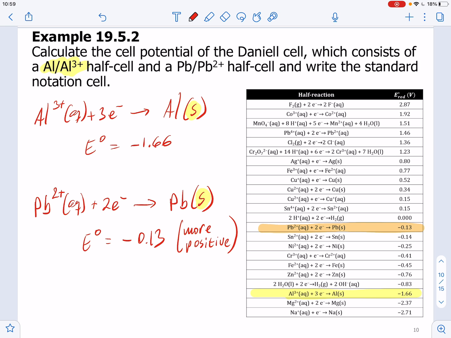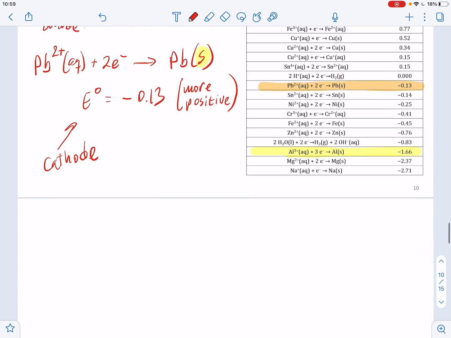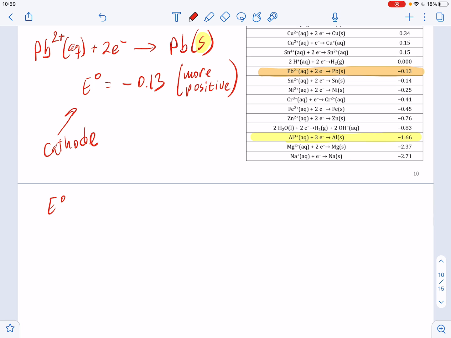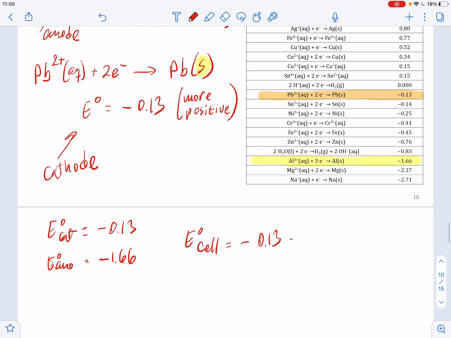They are both negative, but actually the lead one is more positive, or the other one is more negative. Let's write it down. So this is more negative. What that means is the lead will happen in the cathode and the aluminum will happen in the anode as an oxidation. So your potential in the cathode is going to be minus 0.13. Your potential in the anode is equal to minus 1.66. Therefore, your cell potential is equal to minus 0.13 minus minus 1.66, and this is equal to 1.53 volts positive.